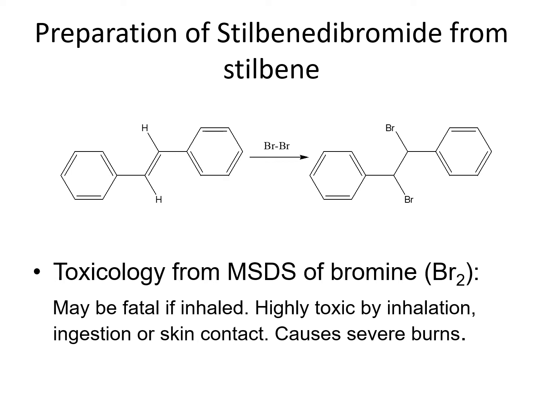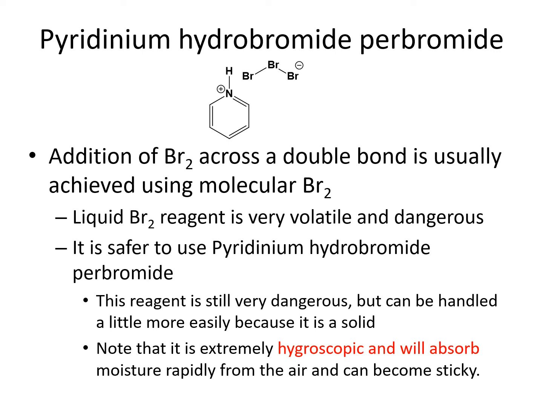However, there is one problem here. We can use bromine molecule, but bromine is fatal and toxic, especially if inhaled. It is also toxic to the skin if it comes in contact, and can cause severe burns too. So instead of bromine, the pyridinium hydrobromide perbromide is going to substitute that reagent.